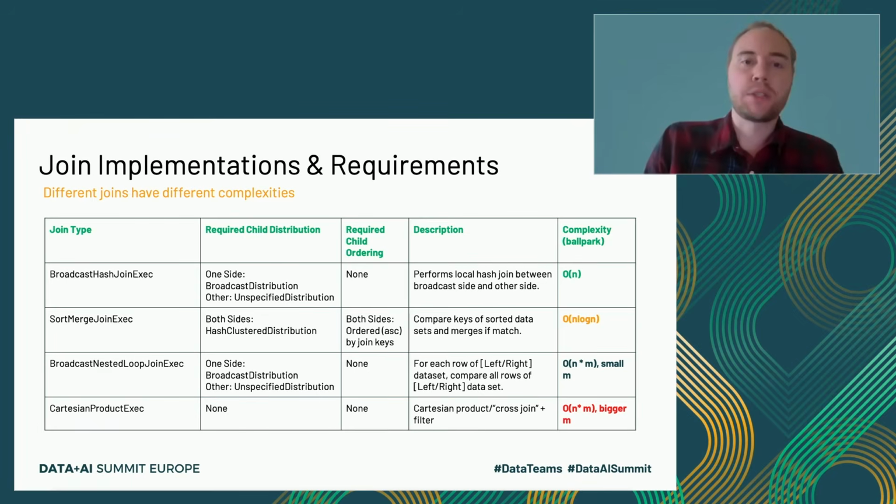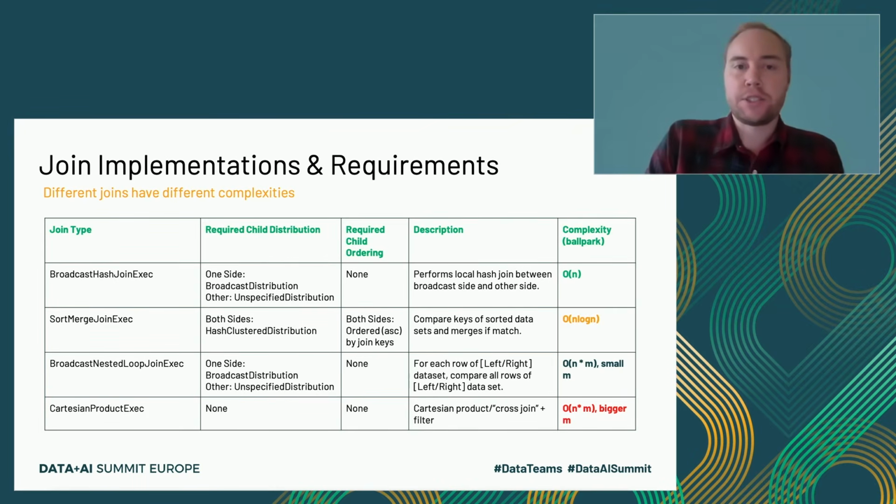So the quickest join implementation is actually the broadcast hash join. Logically, for the required child distribution, one side actually has to be broadcasted. So one of the 2 data frames that's going to be joined should be small enough that it can be broadcasted to all the executor cores. There's no required child ordering because the data frames do not have to be sorted before doing this join.